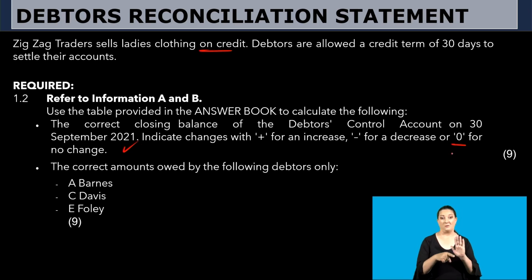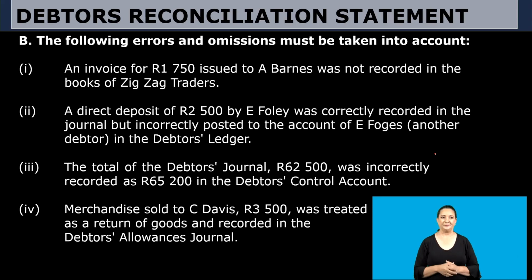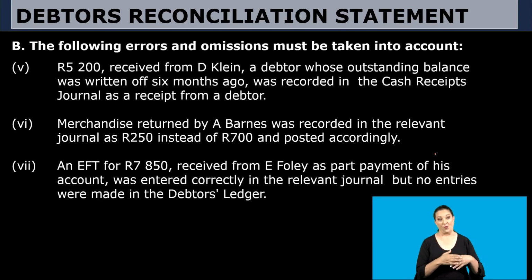Indicate changes with a plus for an increase and a minus for a decrease, or 0 for no change. Very important. Don't leave any space blank. If there's no change, indicate with a 0 for that. The correct amounts owed by the following debtors only. And here is the information. The following errors and omissions must be taken into account. And here is more errors and omissions.